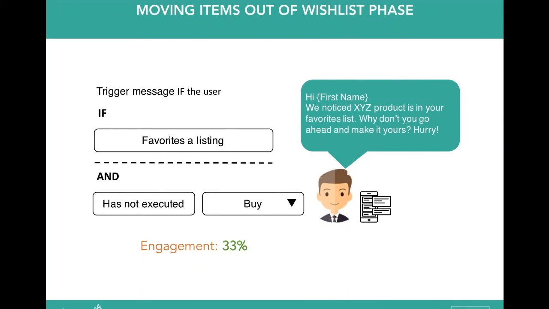All right, let's look at another phase of the funnel, if you will. So here's another thing they were trying to do: get items that people had put in their wish list moved out of the wish list. So they essentially triggered a notification to be sent if somebody favorited a listing and hasn't executed a buy within a certain period of time, applying similar logic, right? And they've got a very similar level of engagement based on that.